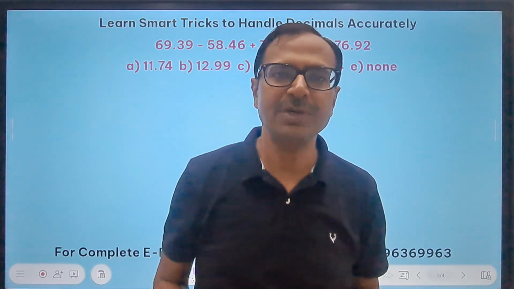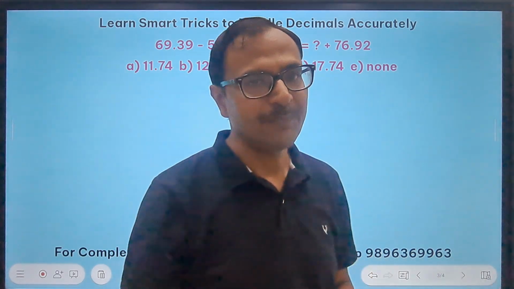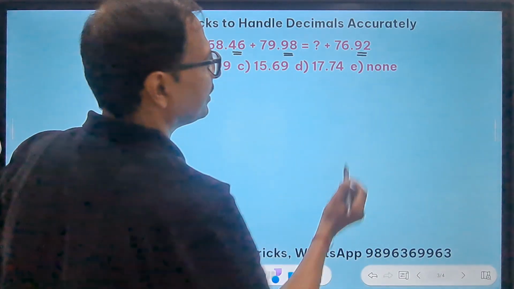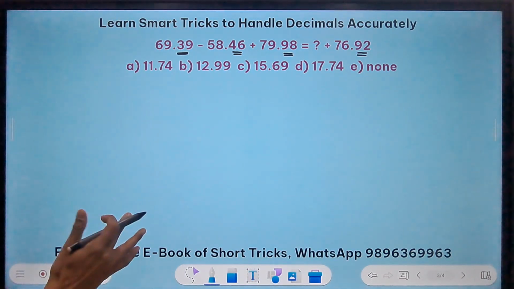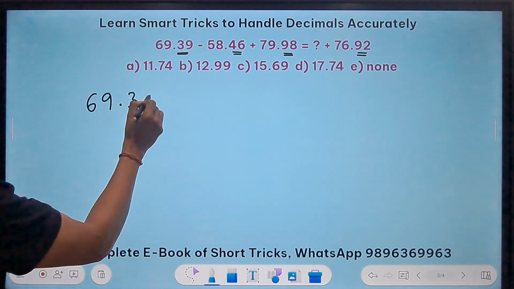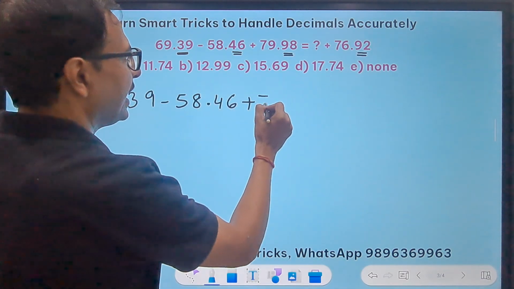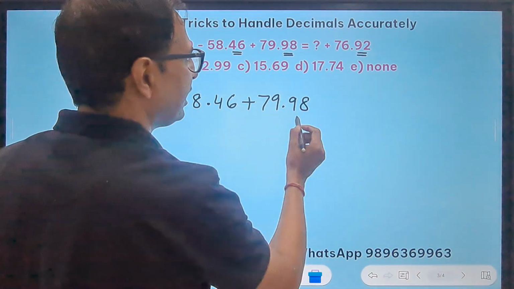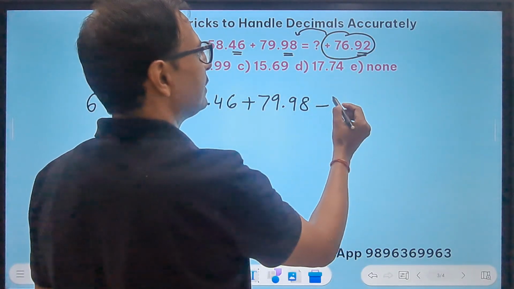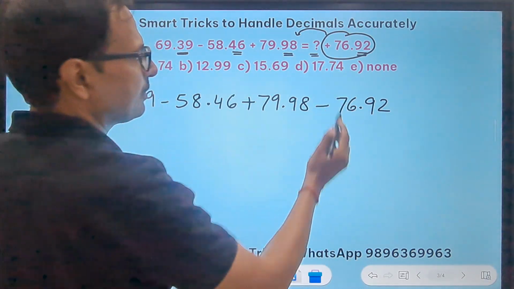Now this is a special question where the number of decimal places in all the numbers is same. Can you check? 2 digits here, 2 digits here, 2 digits here and 2 digits here. So what I am going to do is, see, I am writing it again, but you don't need to write it again, okay? So I'll just write it just to explain how this method has to be taken up and how you can do it so effectively. So this plus 79.92 comes to the left and becomes minus 76.92. So this is what I have to find. This will give me my question mark, right?